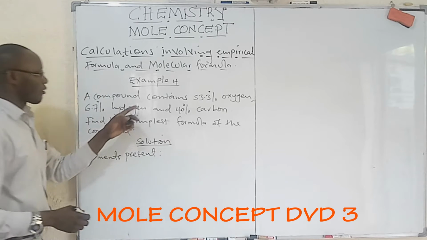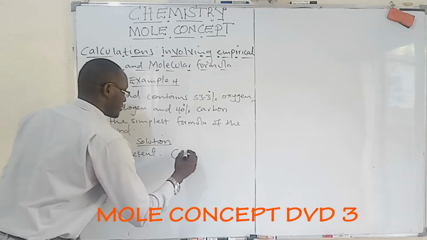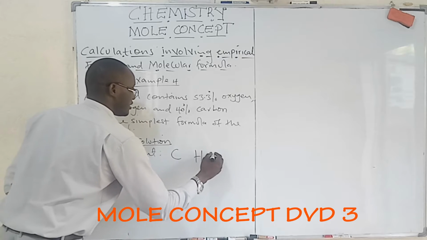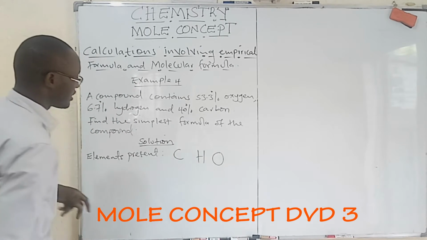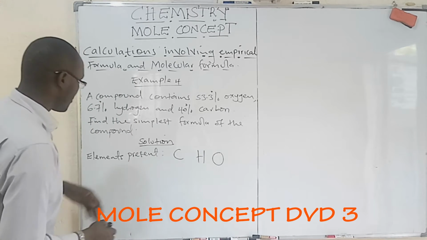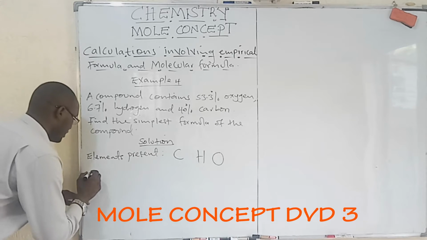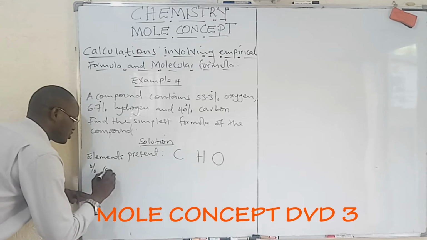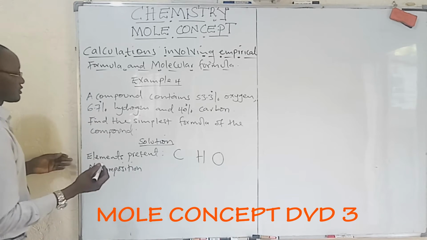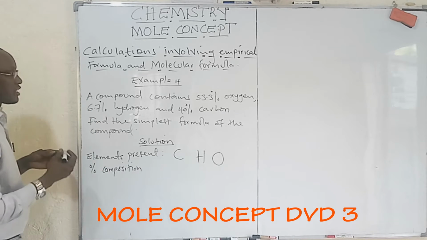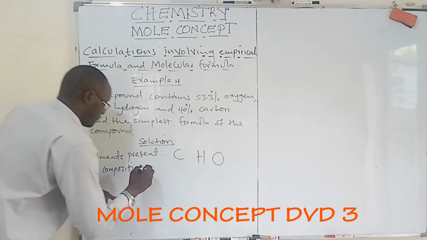So which elements are present? They have been given by the examiner. I can start with carbon, hydrogen, and then oxygen, or you can start with oxygen, hydrogen, and carbon. Anything. So percentage composition is given. Is this percentage composition by mass? We don't know. We have just been given percentage composition, but hopefully it is by mass.